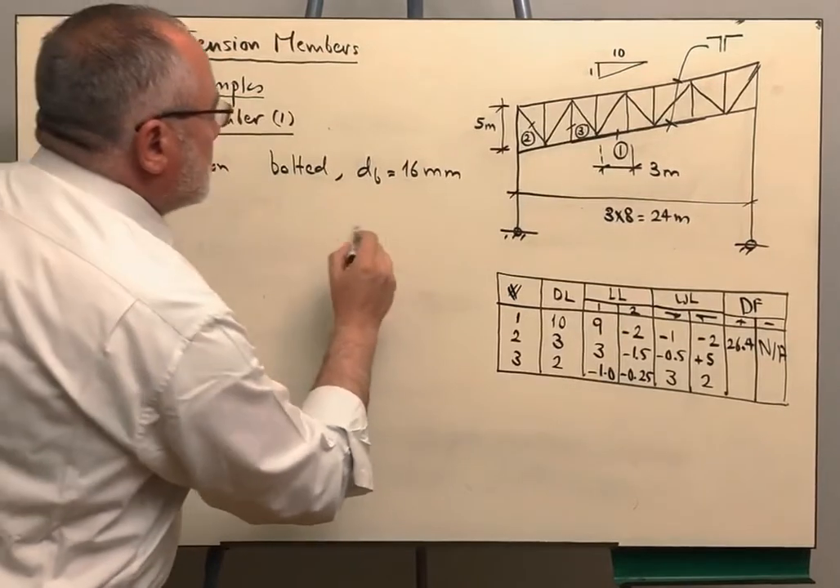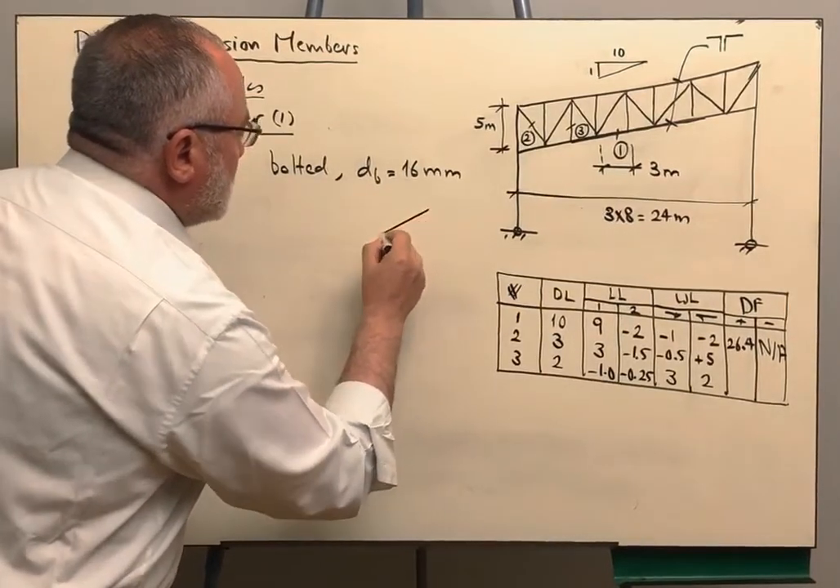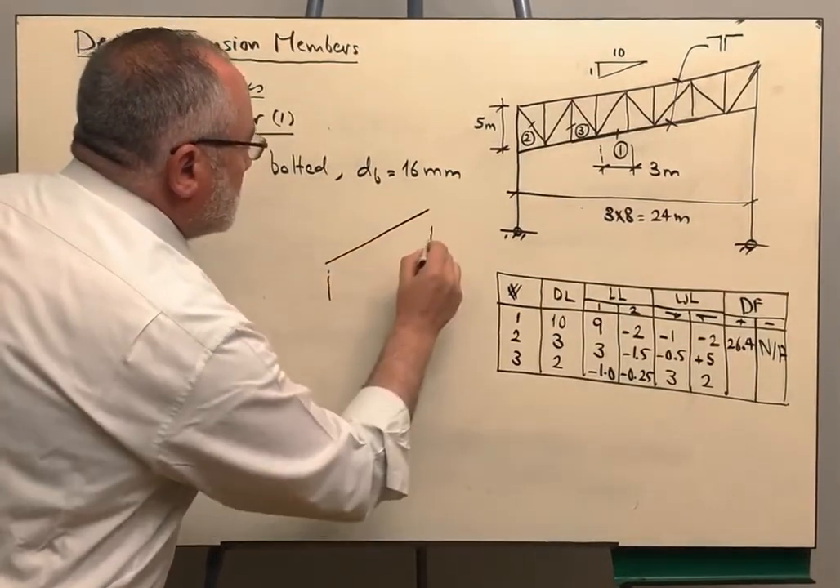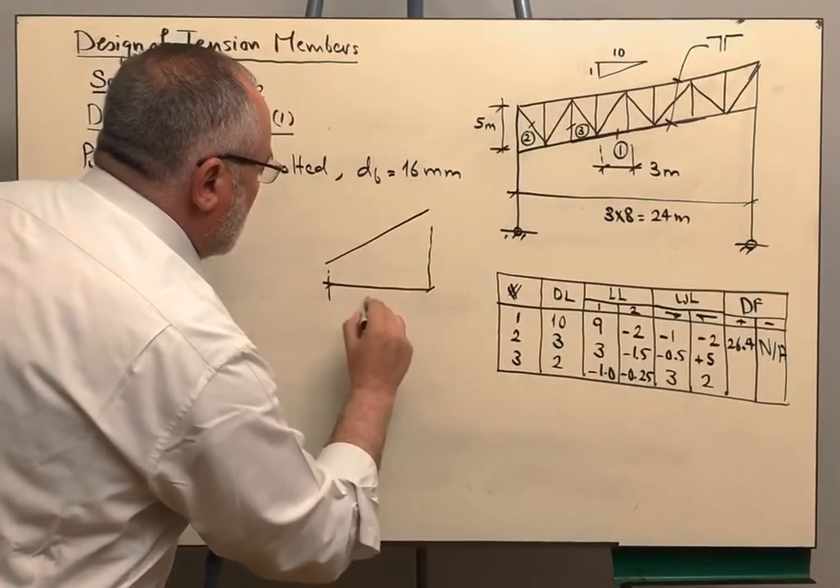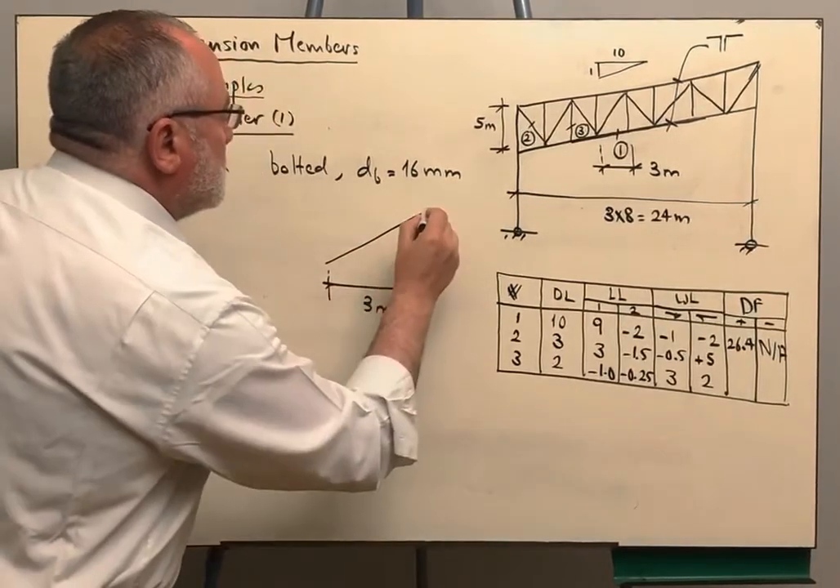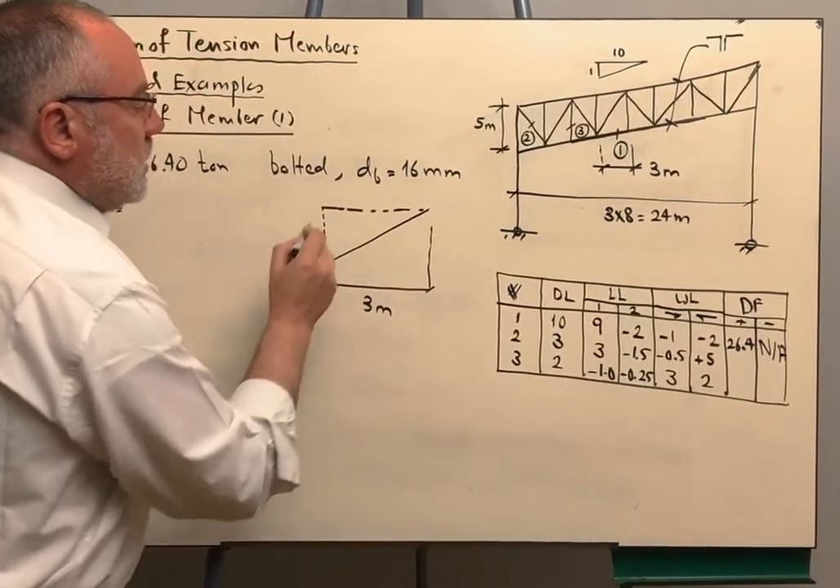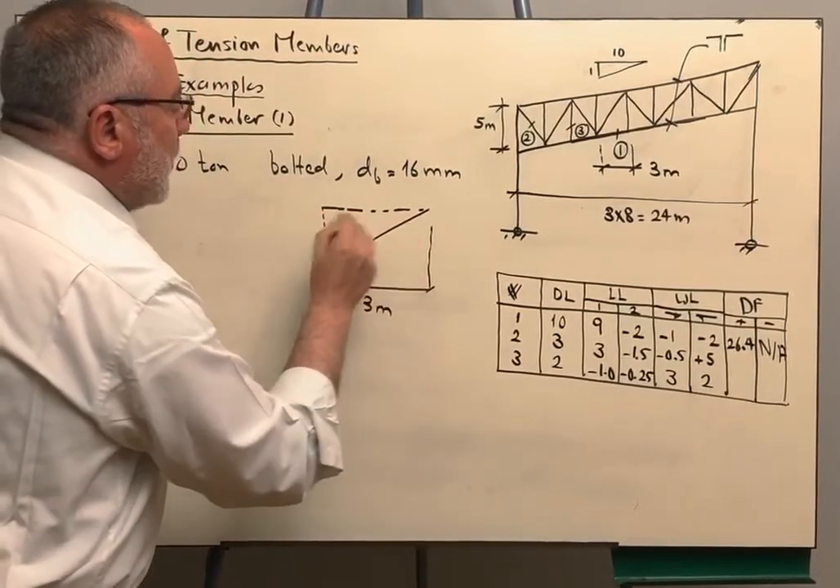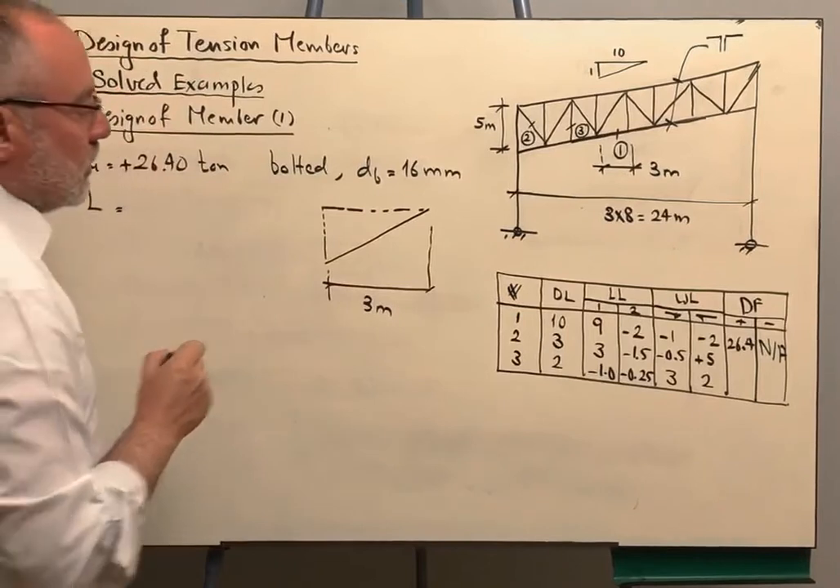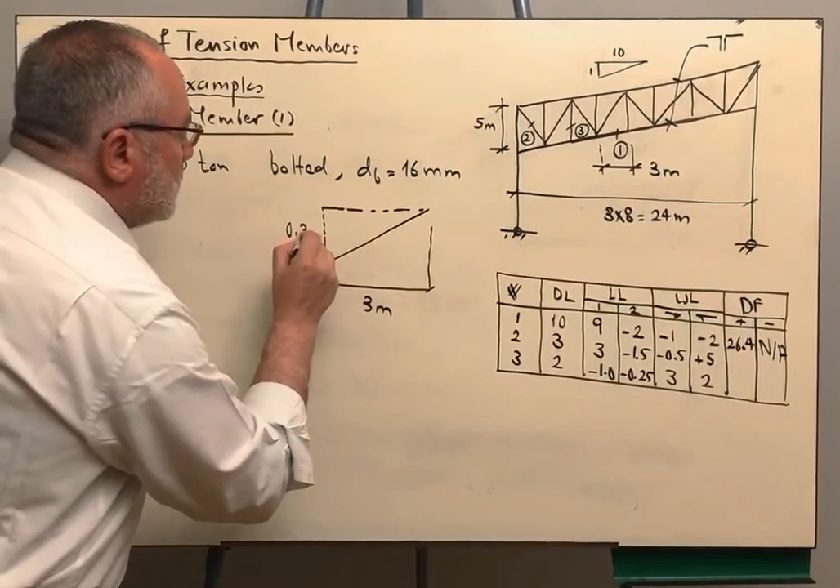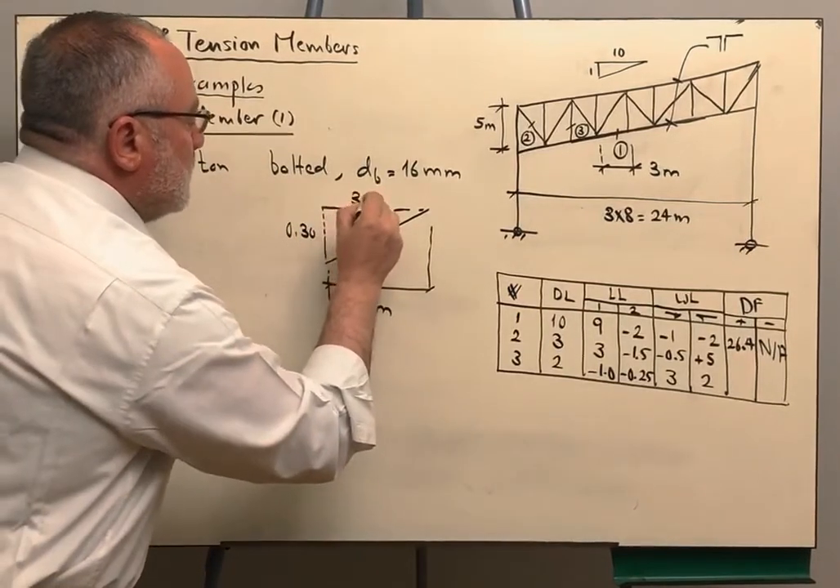It means that we have the member like this. This distance here is 3 meters and the slope is 1 to 10. What does this mean? It means that the ratio of this side to this side is 10 to 1. So this should be 0.3 and this is 3 meters.